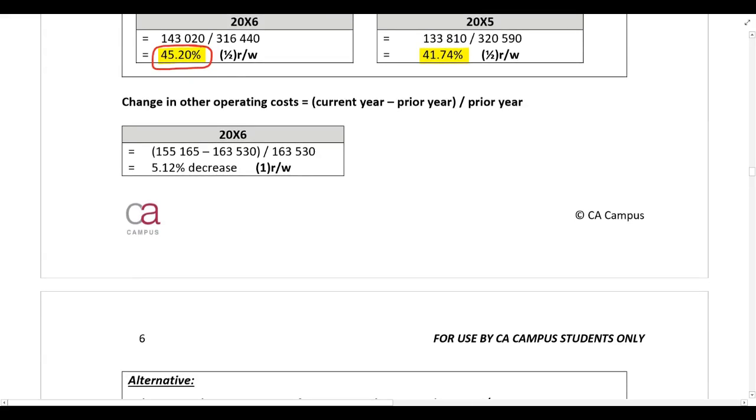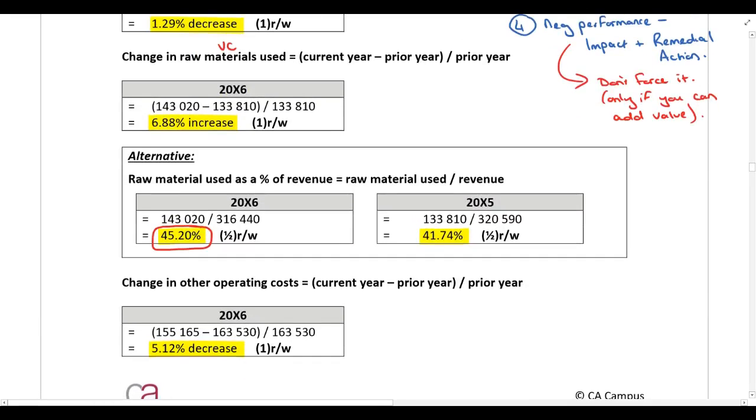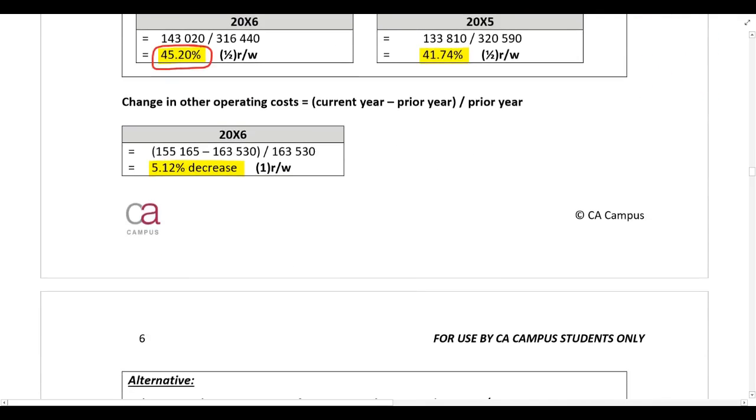Then next, you should have calculated the change or movement in other operating costs, and you should have a decrease of 5.12%. So obviously, if operating costs are decreasing, that indicates positive performance, especially because the operating costs are decreasing at a faster rate than revenue. So that indicates good cost control.